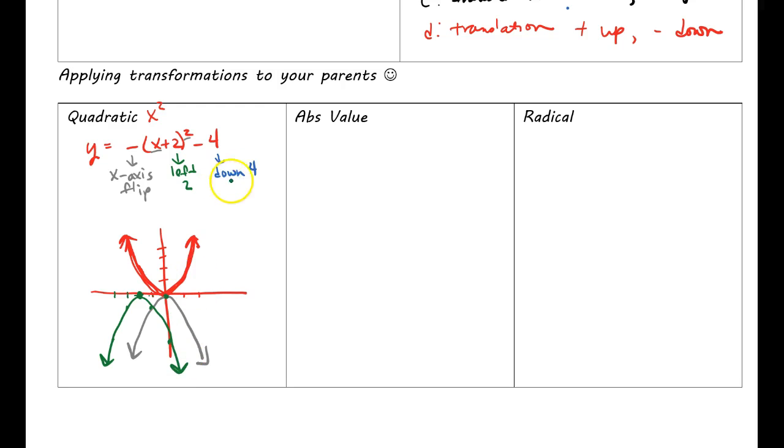And then the last thing is the blue says to shift this, now this green graph gets shifted down 4. So I'm going to take the vertex and now I'm going to go down 4. 1, 2, 3, 4. So now that vertex is down here. And I'm going to do the same thing. I need to go over 1, down 1, over 2, down 4, on each side. And that is going to be my final answer. Okay, the blue's my final answer.